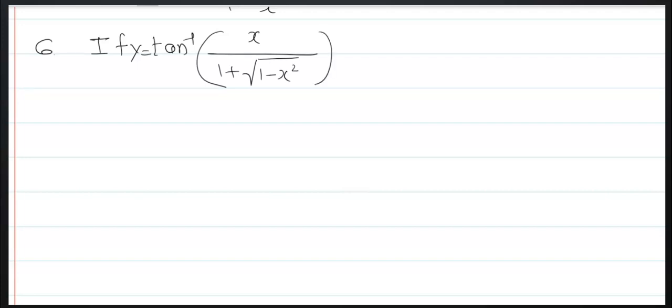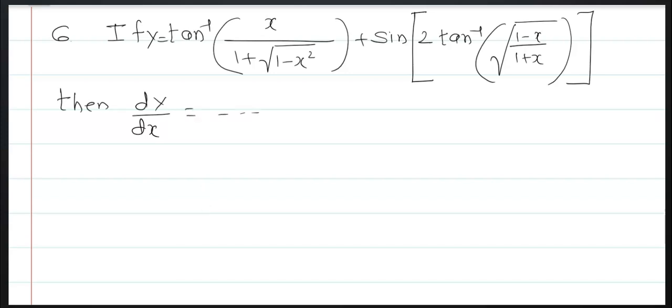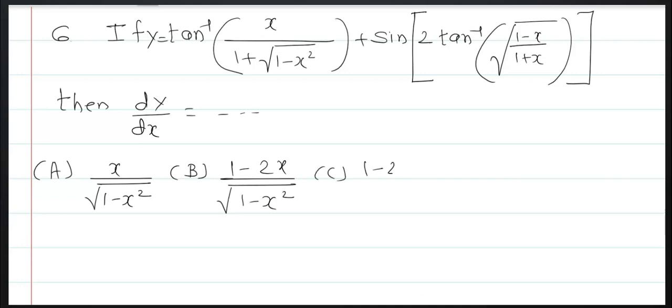Next is number 6. If y is equal to tan inverse of x upon 1 plus root of 1 minus x square, plus sine of 2 tan inverse of root of (1 minus x upon 1 plus x), then dy by dx is: A, x upon root of 1 minus x square. B, 1 minus 2x square upon root of 1 minus x square. C, 1 minus 2x upon root of 2 root of 1 minus x square. D, 1 minus 2x square upon root of 1 minus x square.